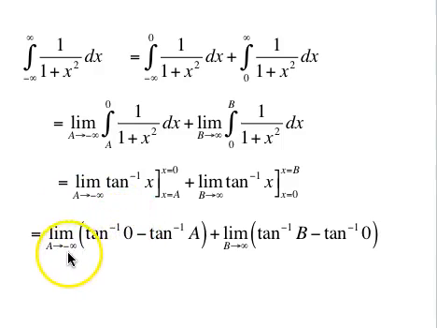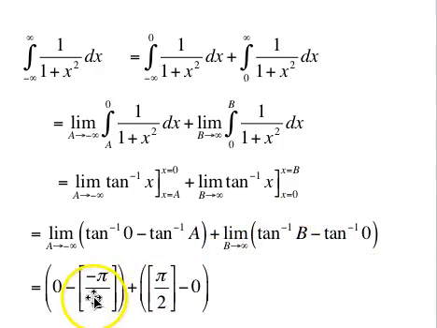So back to this, as a goes to negative infinity, arctangent of a is going to go to negative pi over 2, but we have 0 minus negative pi over 2 there. This piece will go to pi over 2 minus 0. 0 minus negative pi over 2 is pi over 2 plus pi over 2, and the result of that is, of course, pi. And that will conclude this lesson.